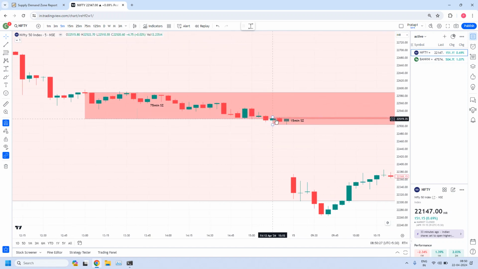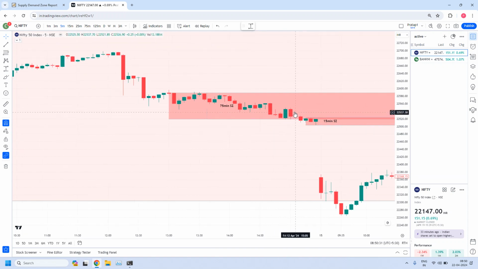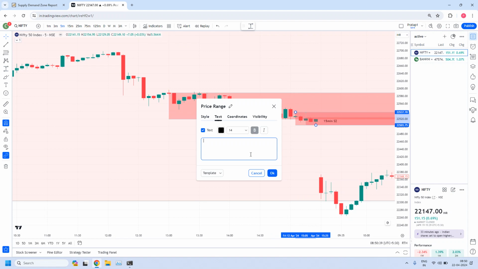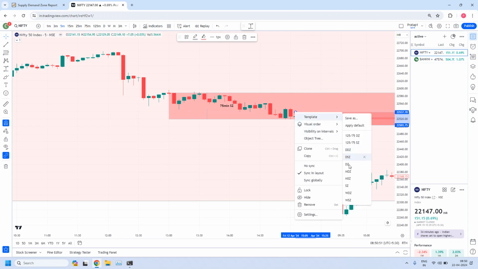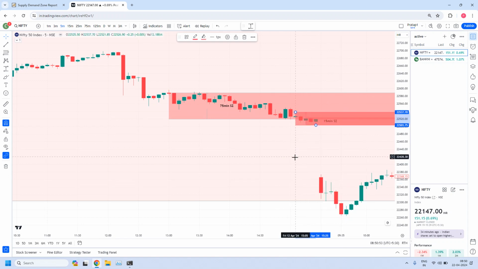Have a drop, 1, 2, 3, 4, 5 base candles. This is the way you can draw the 5 minutes. We have a fine-tuned 5 minutes area here. Like this you can draw. Actually the 5 minute supply zone is bigger than the 15 minute zone. But we will see whether this is high liquidity or normal.